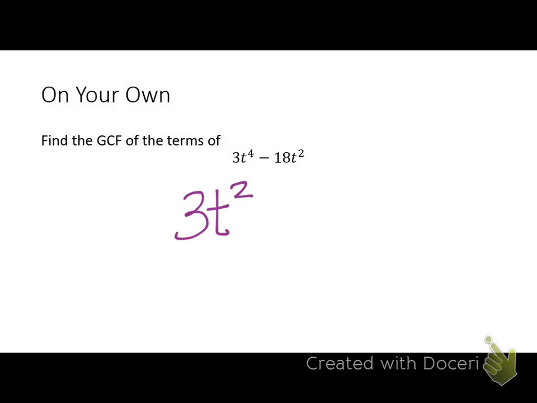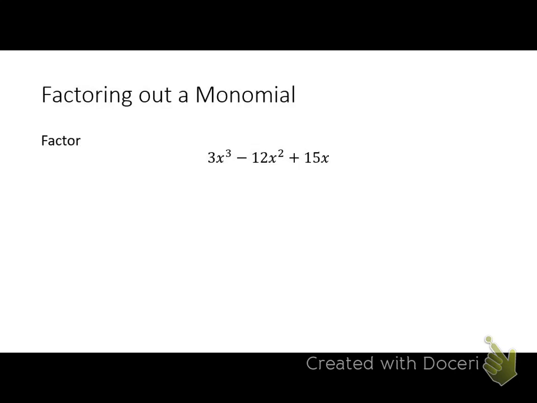So with that, let's go ahead and go look at what does it mean to factor out a monomial. So we want to first identify what is my GCF. Okay. So what is my greatest common factor between these three terms? So I have a 3, a 12, and a 15.